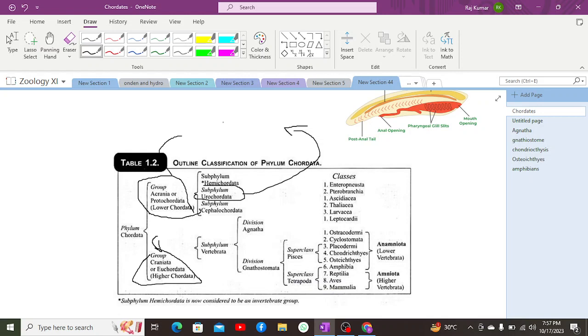They are having some other characteristics, that their fertilization can be direct as well as an external fertilization. Apart from that, we are having cephalochordata.